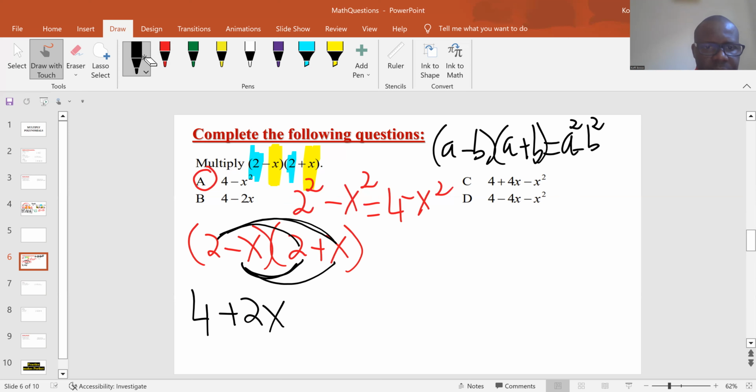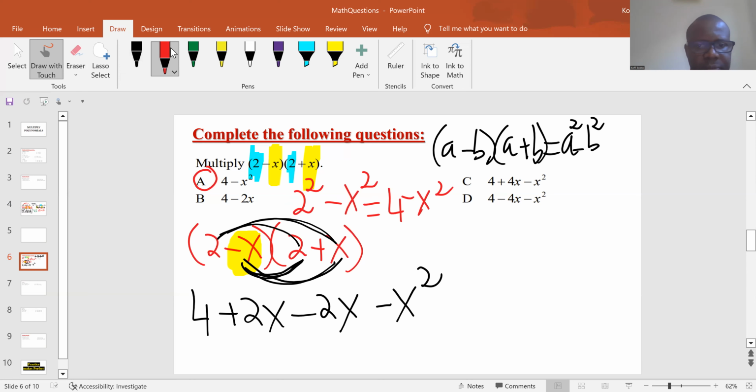Now, negative x multiplied by 2. Yes, we need to take negative x. So we take x with the sign. Always take the term with the sign. So negative x multiplied by 2 is negative 2x. The same negative x multiplied by x is negative x squared.